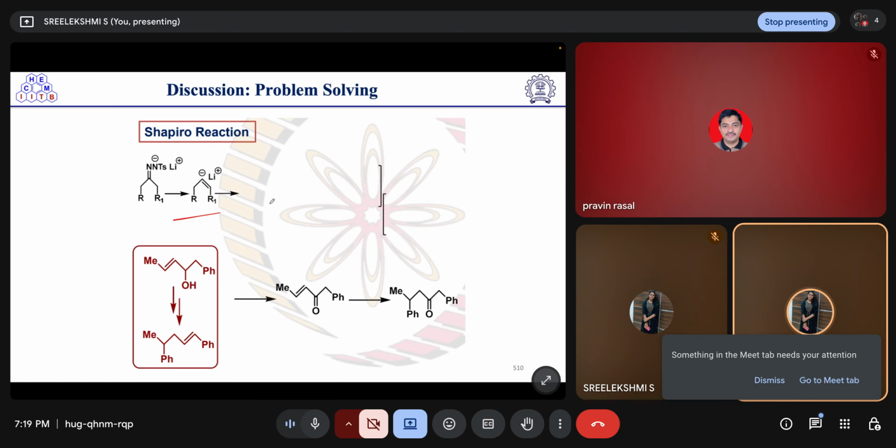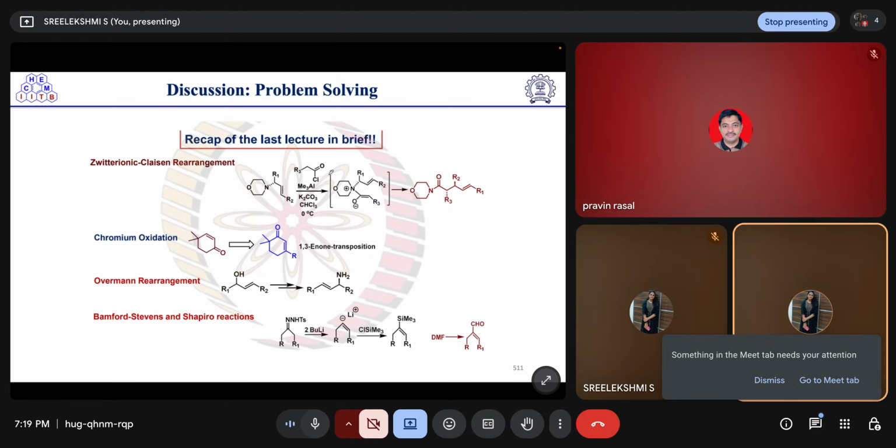Now the next one is the Shapiro reaction. In the case of the Shapiro reaction, lithium will coordinate with this hydrazone, so it will give this particular intermediate, and then again the same reaction will happen in the Shapiro reaction also. So far we have seen this Wittig-type Claisen rearrangement, chromium oxidation, Overman rearrangement, Bamford-Stevens, and Shapiro reaction.